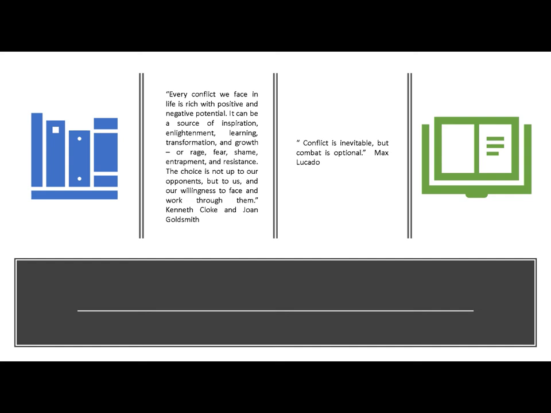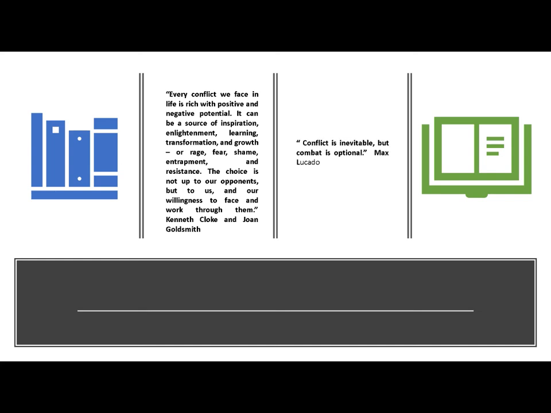Every conflict we face in life is rich with positive and negative potential. It can be a source of inspiration, enlightenment, learning, transformation, and growth, or rage, fear, shame, entrapment, and resistance. The choice is not up to our opponents, but to us, and our willingness to face and work through them. And the last one, conflict is inevitable, but combat is optional.